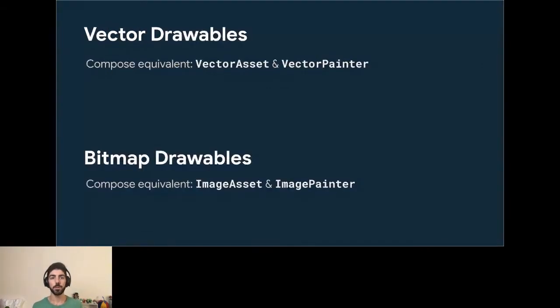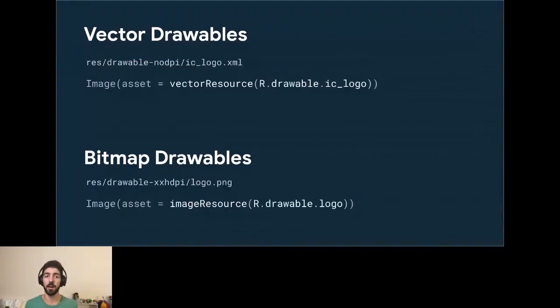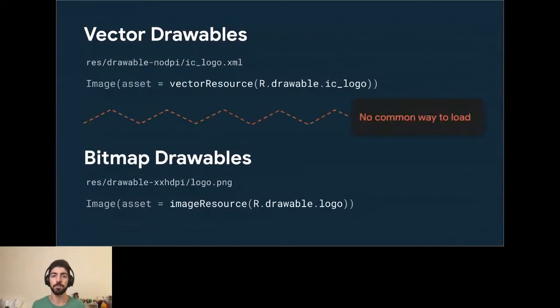But then also we have, in order to draw drawables on the screen, there is a difference between vectors and bitmaps. So in the view system, they were pretty much the same with the same methods that you could access, but in Compose, these have been separated out. So in order to have a vector resource, for example, coming from an XML, you have the vector resource method. And then for bitmap, you have the image resource, for example, if you have a PNG or something. So there is not a common way to load this.